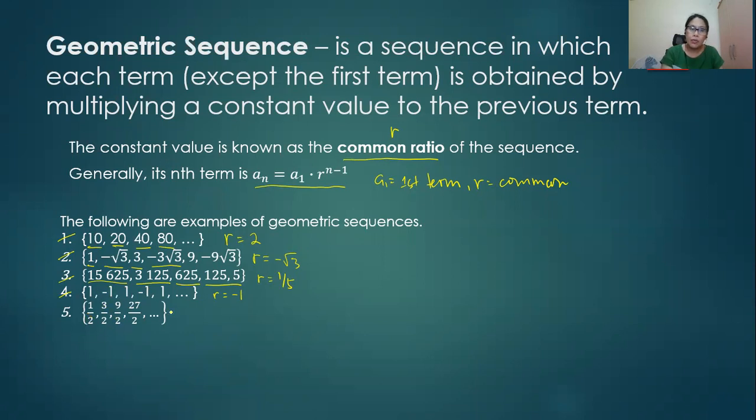For this, we can say that this is also a geometric sequence with common ratio equal to 3. So when we multiply 1/2 by 3, we got 3 halves. 3 halves times 3, we got 9 halves. And then 9 halves times 3, we got 27/2, or 27 halves. So these are all examples of geometric sequence.